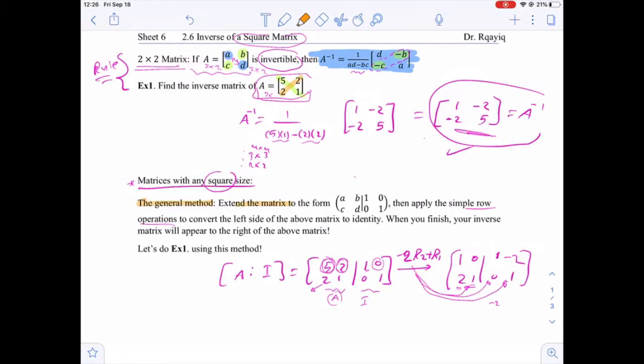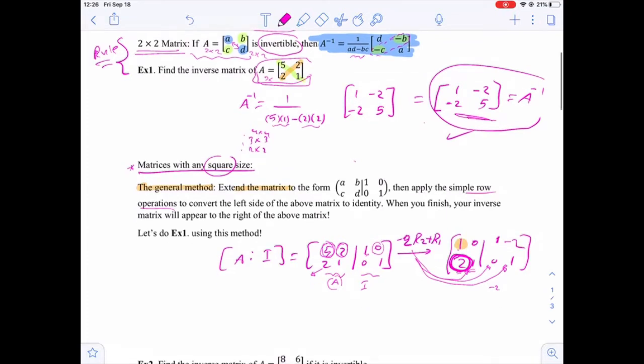So we add it to 0, and we put negative 2. Now the first element is 1, and that's the pivot, so we are on the right track. So we need to make every other element in that column equal to 0. We have 2 here, so we need to make this 0. That can happen by multiplying the first row by negative 2 and adding it to row 2, and that would replace row 2.